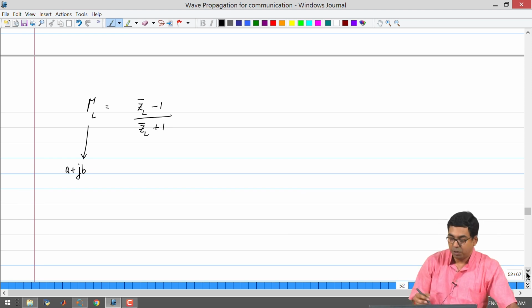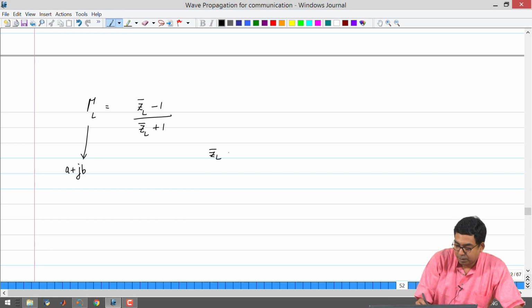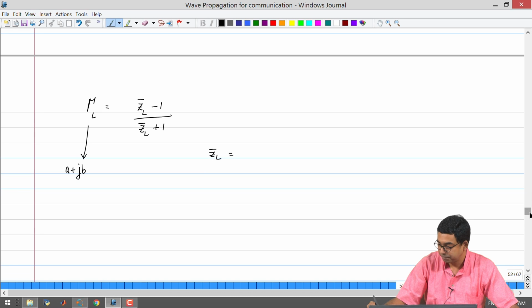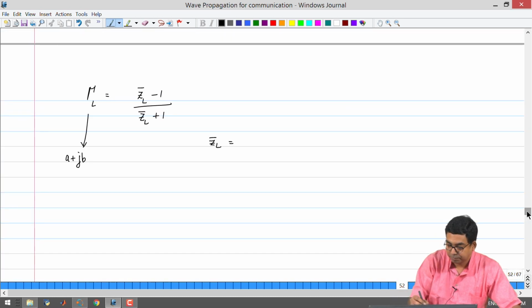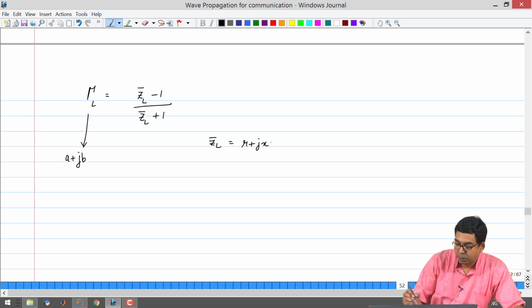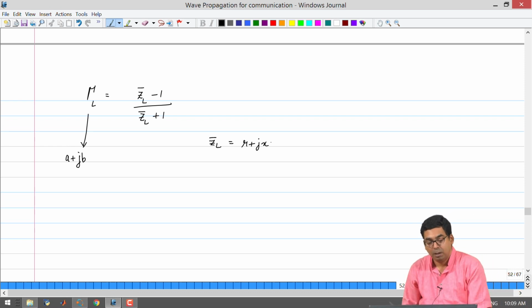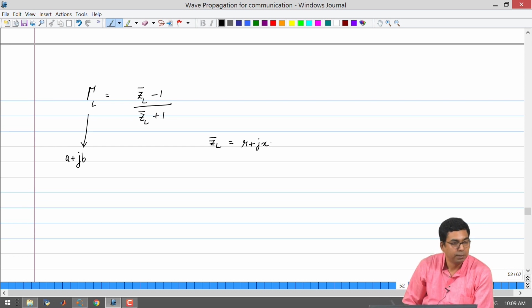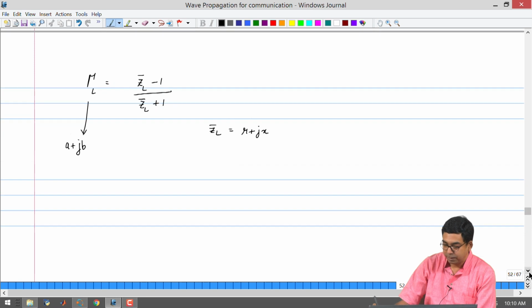Okay. So, I am going to write ZL bar as R plus jX, and I would like to understand what happens for fixed values of R with varying reactances and fixed values of X with varying resistances. This is all I want to find out. Okay. And the method I am going to use is to fix the value of R and X, and then calculate the value of gamma L. It is going to have a real and an imaginary part, and I am just going to draw a graph. Okay. The graph is going to be like this.